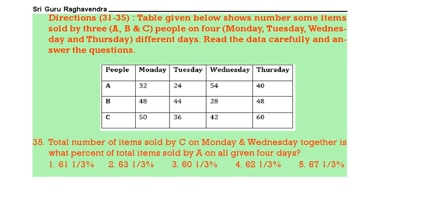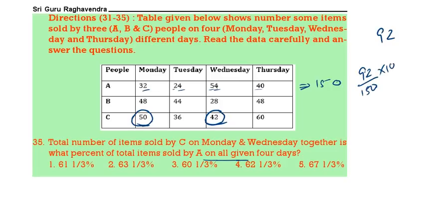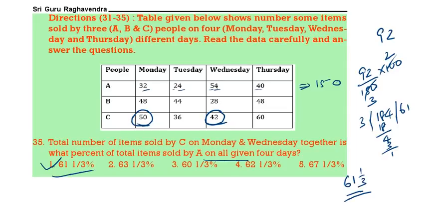Next, the number of items sold by C on Monday and Wednesday: C Monday 50, Wednesday 42. Total 92. A on all 4 days: 4 plus 4 is 8, 8 plus 2 is 10, then 4 plus 1 is 5, 10 12, 150. Now 92 is what percent of 150? 92 by 150 into 100. 5 3s, 5 2s. It is 184 by 3. 3 6 18, then 3 ones 3. The answer is 61 1 by 3. So option is 1. Next question.